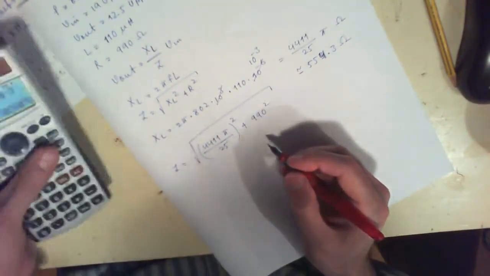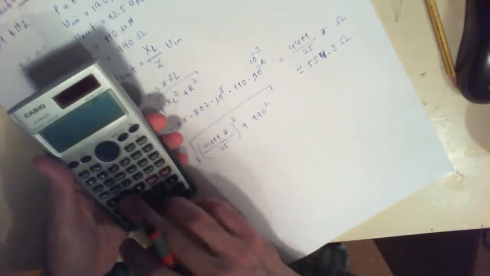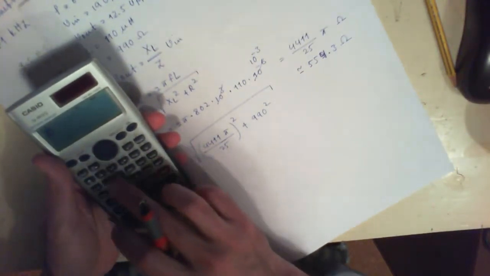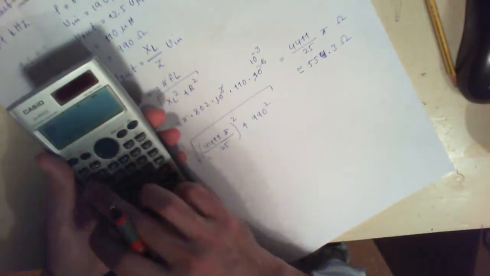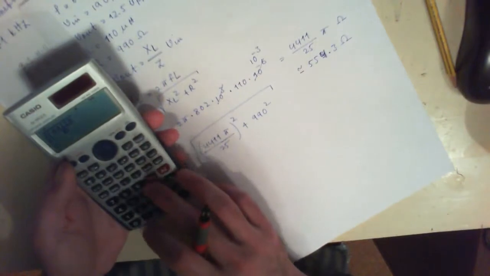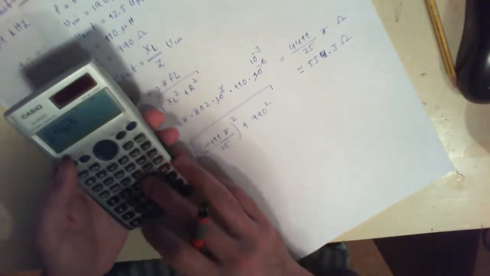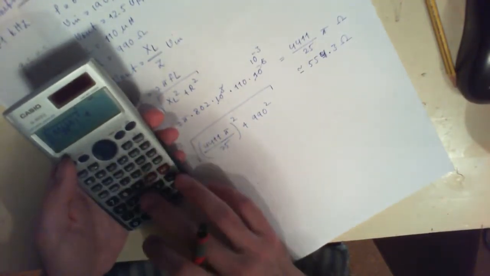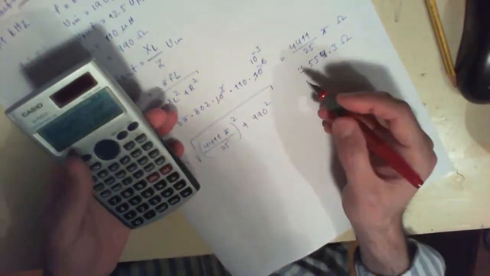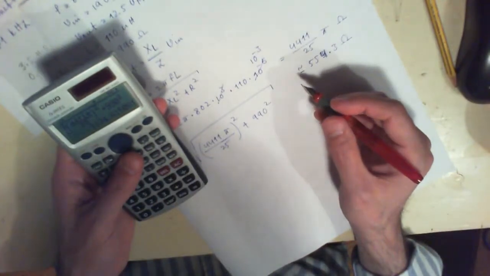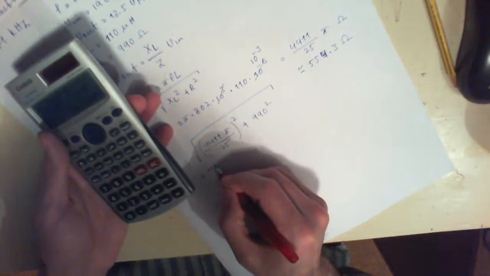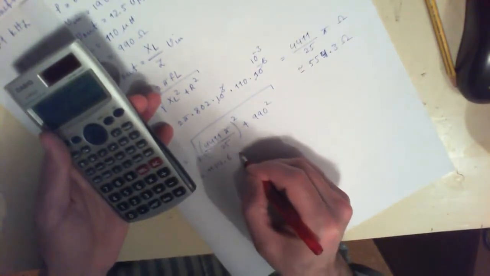Okay, and then calculate the square root of 4411 pi over 25 squared plus 990 squared, which is equal to 1134.6.